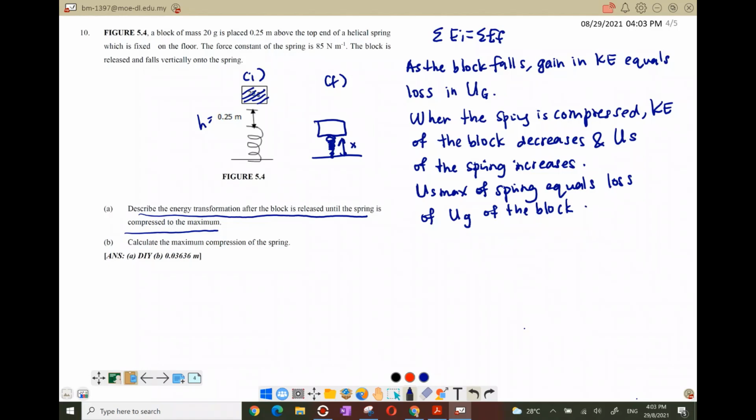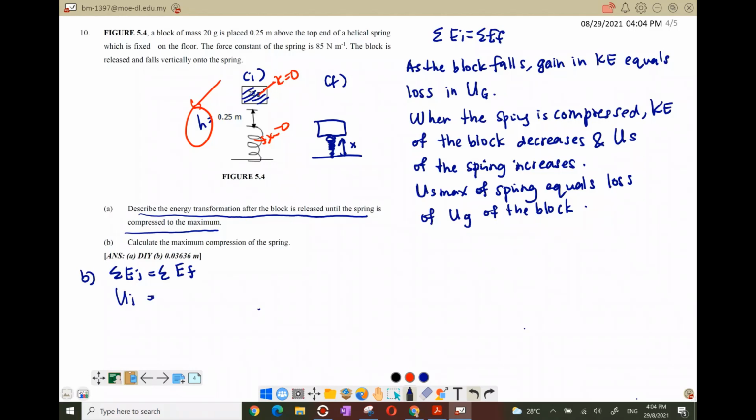Calculate the maximum compression of the spring. So we apply the conservation of energy. Sum of E initial equals sum of E final. So E initial kita ada mgh, sebab ingat kita ada height dekat sini. So block masih lagi tak bergerak, so kinetic energy 0. Spring pun tak ada compress, tak ada stretching, so X ni 0. Okay, so yang wujud adalah satu, iaitu height. So kita masukkan E initial kat sini, hanya wujud gravitational potential energy, which is U initial.